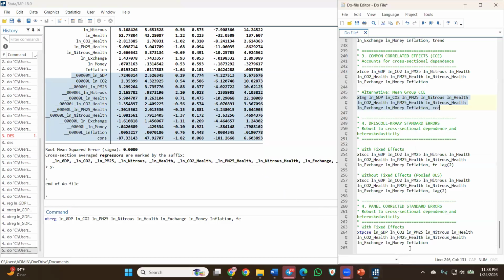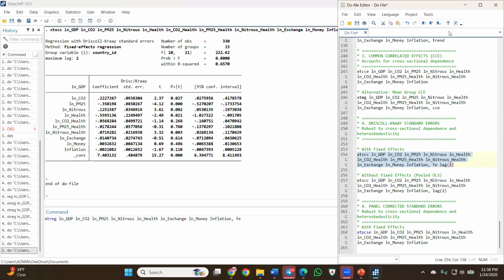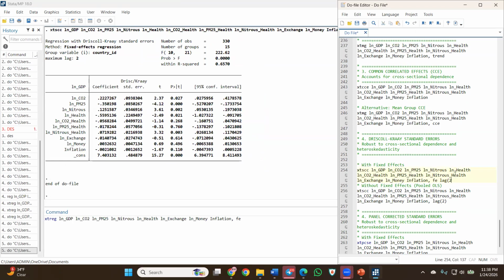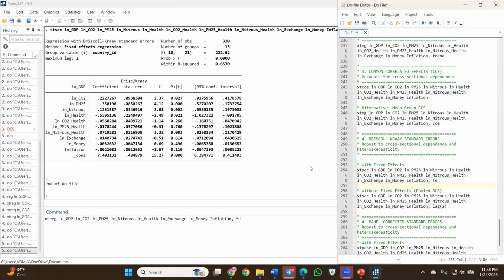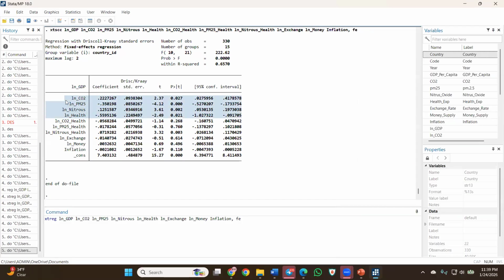Let's run the Discoll-Kraay model and see. Our time is up. Let's wrap up and close. So the Discoll-Kraay, let me remove the lag from it. Yes. So you can see that for the Discoll-Kraay, we have the fixed effect and then the random effect. So this one has FE. You can see that this one is showing us a better result. So you can see our main variables being significant.